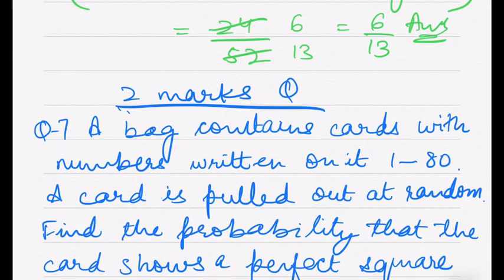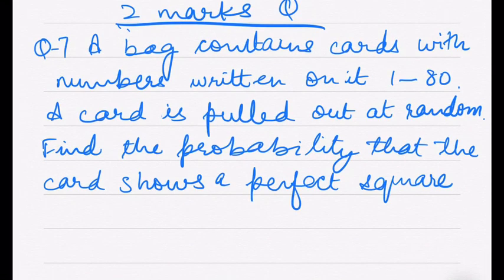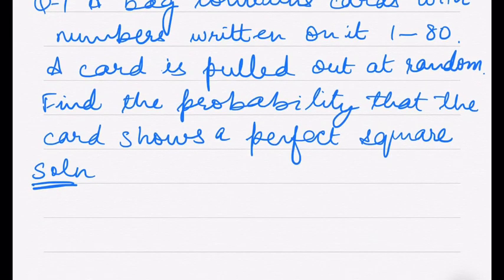So we know perfect square, right? Okay, so a bag contains cards with numbers written on it 1 to 80. So it is not between 1 to 80. When they say the numbers are between 1 to 80, that is a different thing, but they are saying there are cards and numbers are written 1 to 80. So even one number card is there and 80 number card is also there. So all the numbers are included in this, because sometimes this is a confusion. So that's fine. Okay, now a card is pulled at random. You have to find the probability that it shows a perfect square.